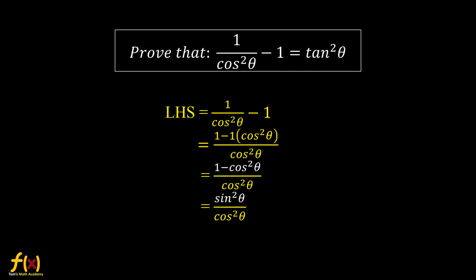Already we have done so many questions of this nature, even in general solution. So the numerator becomes sin square theta. Sin square theta divided by cos square theta. We know that sin theta over cos theta is equal to tan theta. So here it is a square, and we get the right hand side.